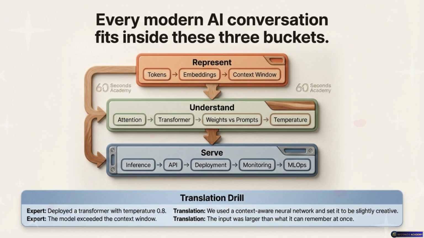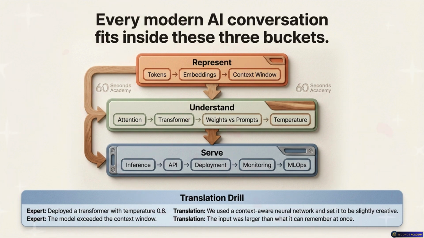We have successfully traversed the entire master pipeline. This is the complete mental model for how modern AI actually functions from the raw string input to the final production endpoint. Represent, understand, serve. Exactly. We start with represent. We take Python strings, chop them into integer tokens, map them to dense 1,536-dimensional arrays called embeddings, and load them into the constrained bounds of our context window.